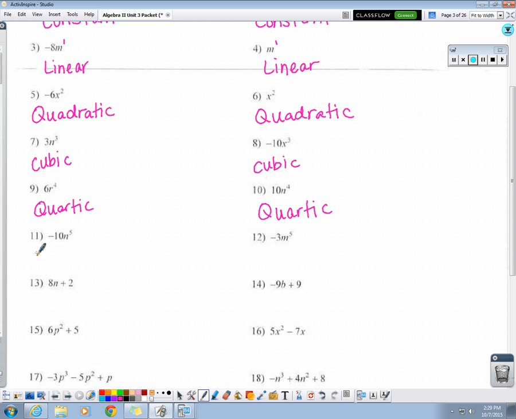Okay, number 11. The highest exponent in number 11's polynomial is 5. Any idea what a degree 5 polynomial might be called? Almost. That's a good guess. What is it called when you're having 5 babies at the same time? I don't know. Y'all don't know? Quintuplets. Okay, this is called quintic. Okay, number 12 is also quintic because it's degree 5. The highest exponent is 5.